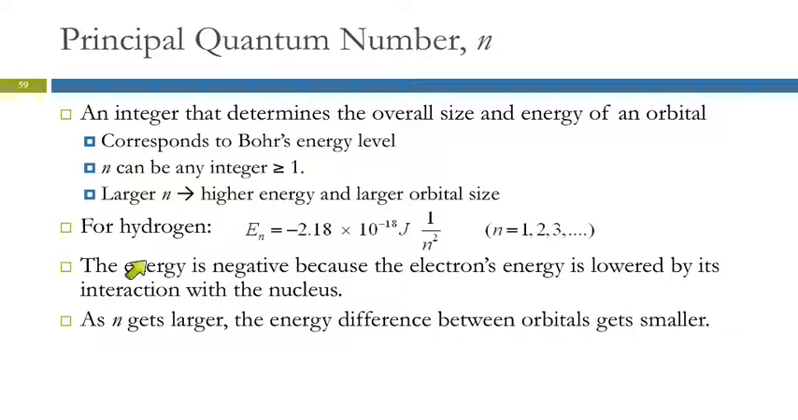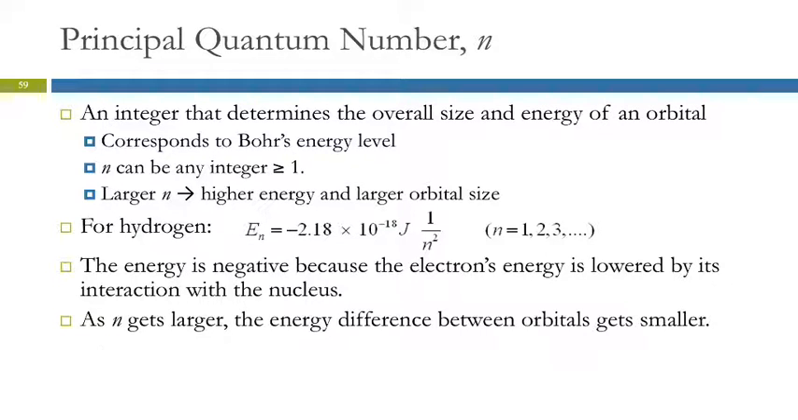We can calculate the energy of it for hydrogen. So the energy for an electron is equal to minus 2.18 times 10 to the minus 18th joules times 1 over n squared, where n is that principal quantum number. The energy is negative because the electron's energy is lowered by its interaction with the nucleus. If that doesn't make sense to you, just be okay with it being negative. You don't necessarily have to understand that too much.